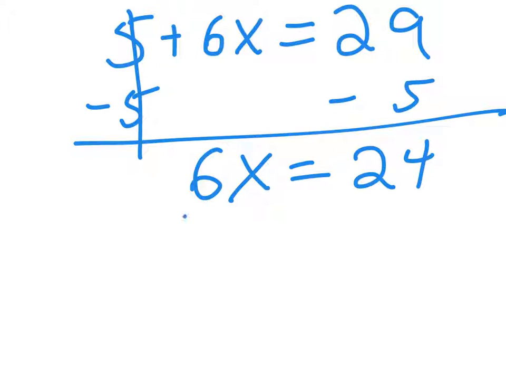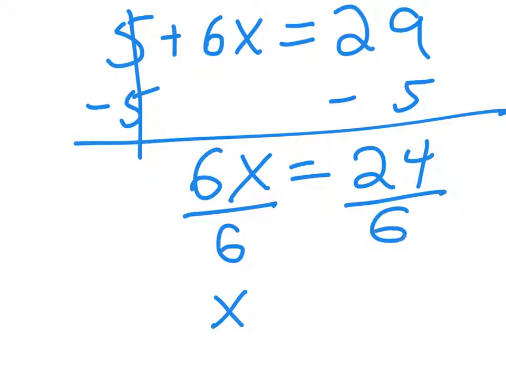And the next step, of course, is to divide. 6 divided by 6 is just 1. So 1 times x is just x. Getting ahead of myself, I've got to divide both sides by 6. 24 divided by 6 is 4. So x equals 4. And again, we can pop it back in for the x up here just to make sure it works. 6 times 4 is 24, plus 5 is 29. Must be the right answer.